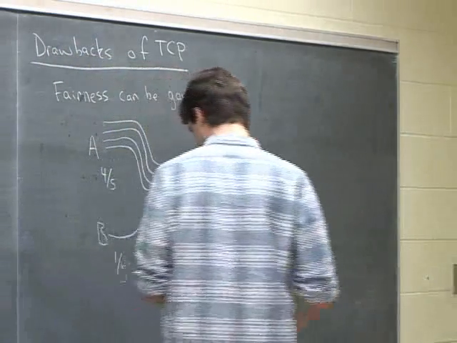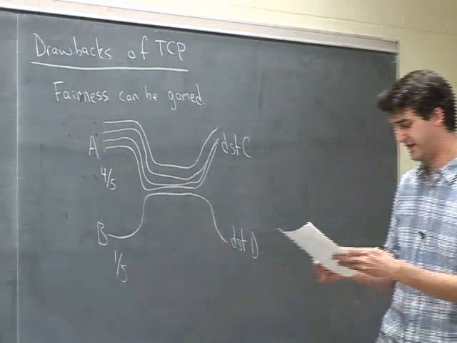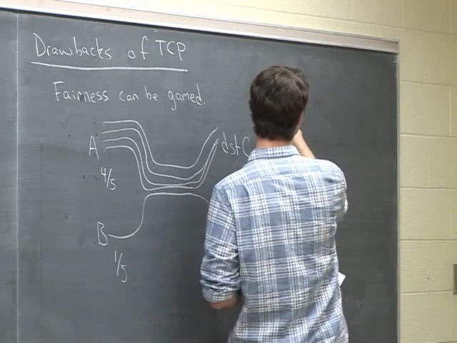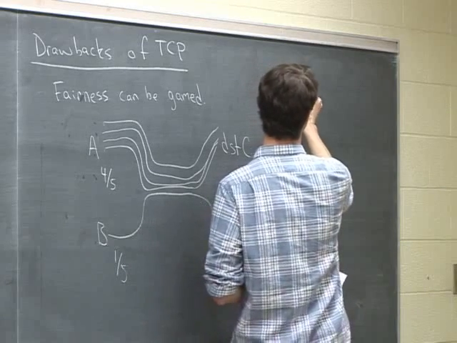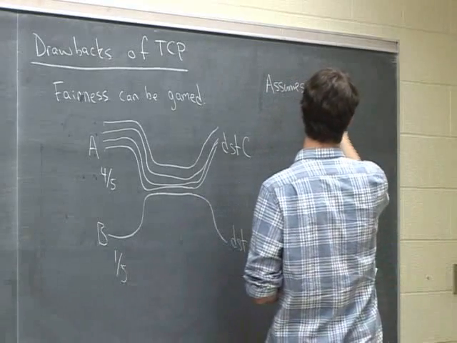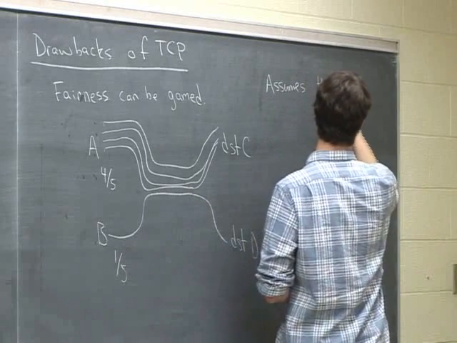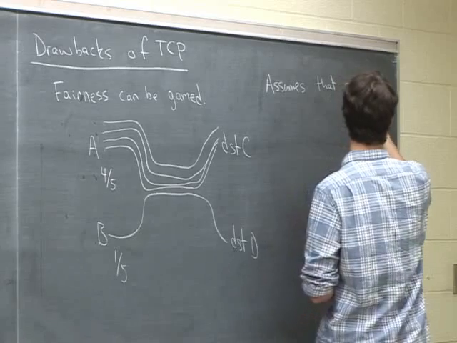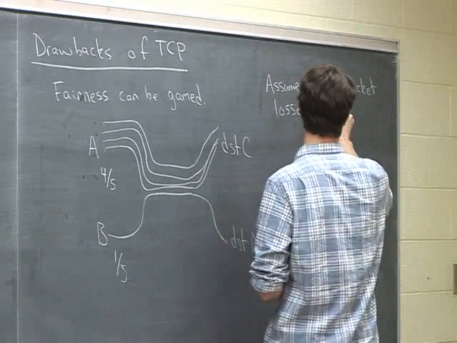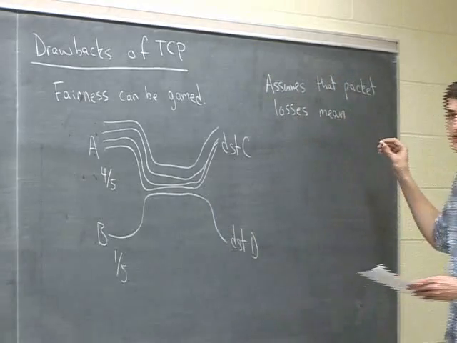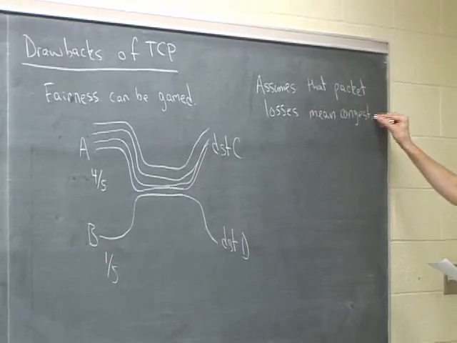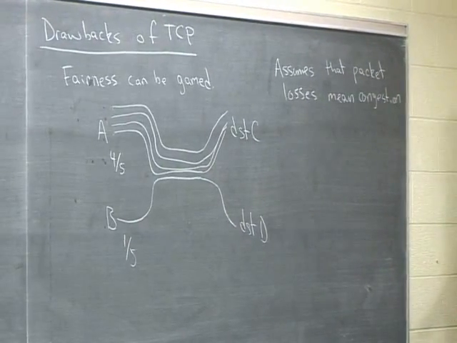Okay, so let's look at another drawback. So the second drawback is that TCP assumes that a packet loss means congestion. All right, but this isn't necessarily true.